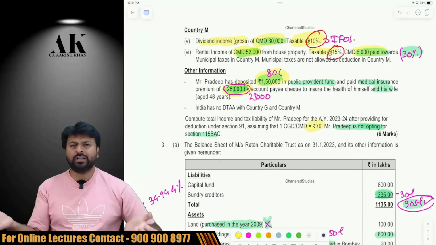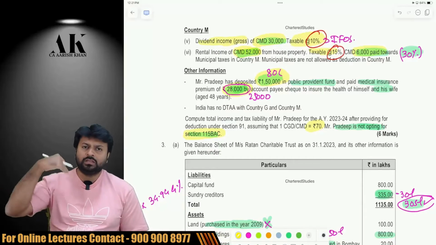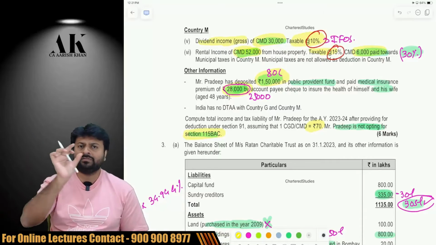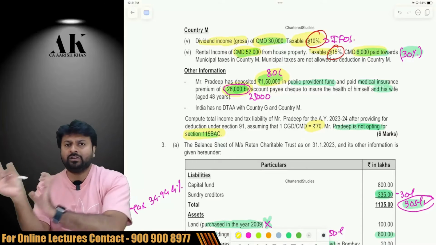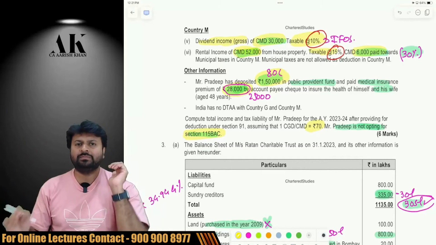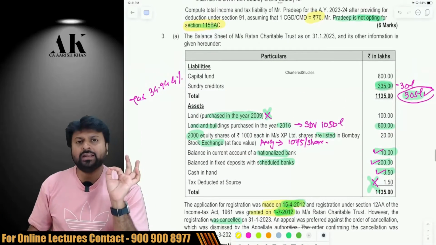Then the normal routine: you have to follow the old regime and not the new regime. 115BAC should not be followed; the old regime should be followed. Apply the tax rate, find out the average rate, compare it with the foreign company's rate, and whichever is lower will be applied on the doubly taxed income, and then you will claim the relief under Section 91.